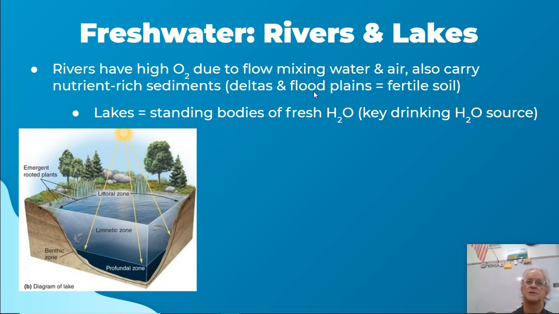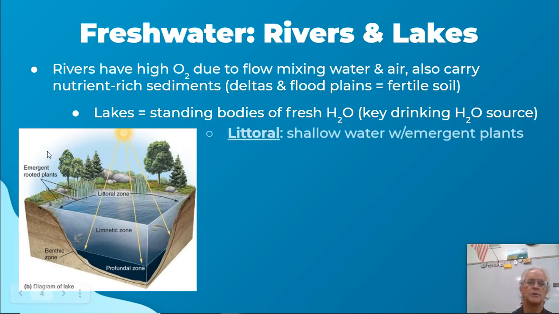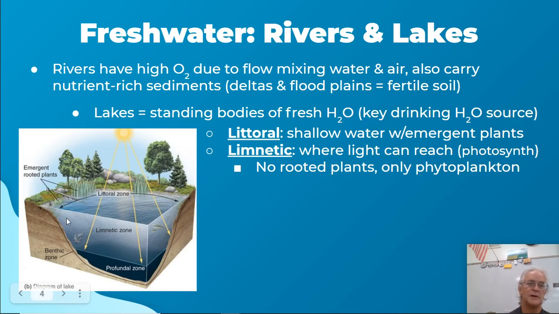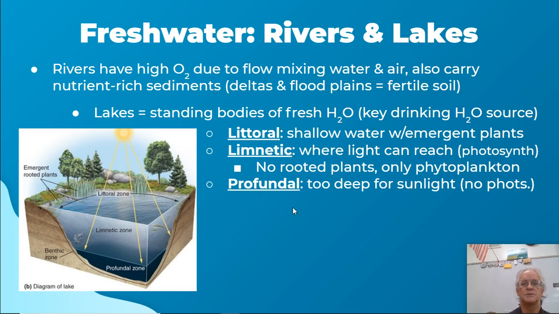Lakes are standing bodies of fresh water. They're key drinking resources. You can see the different areas of the lake. For example, the littoral is literally at the side. It's shallow, oftentimes with plants that emerge just above the water. Limnetic is where the light can reach, so photosynthesis reaches down here, but there are no rooted plants, only phytoplankton, because the benthic zone is too deep. Profundal is too deep for sunlight, therefore there is no photosynthesis and no plants.